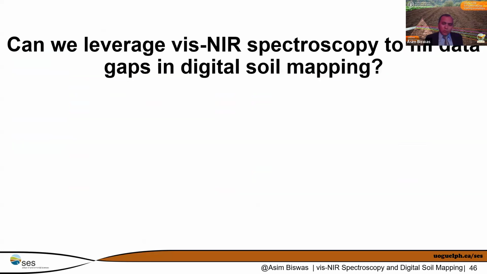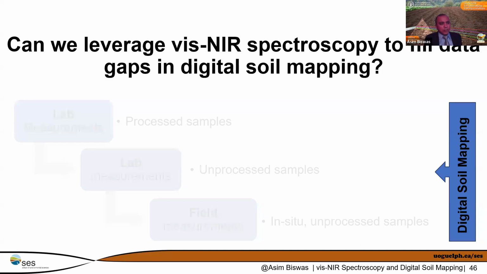Now, so far we have seen that, yes, we can take the spectroscopy out in the field, modify the data, modify our algorithm and processing, and get the data. So this is the question we're asking: if we can take the field spectrometer to the field to collect data, can we integrate that into digital soil mapping? That's the fourth segment we are talking about.